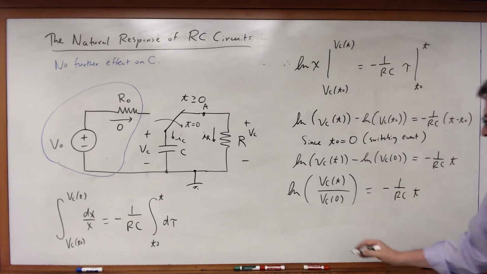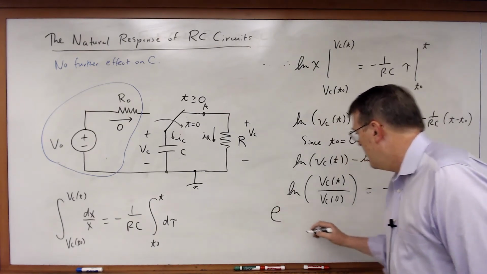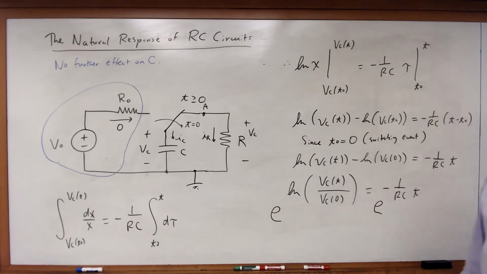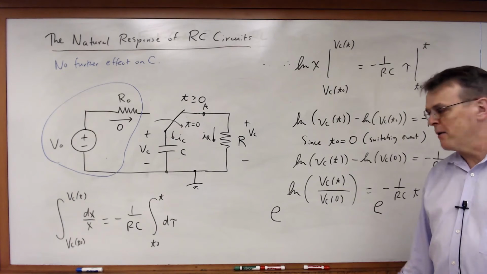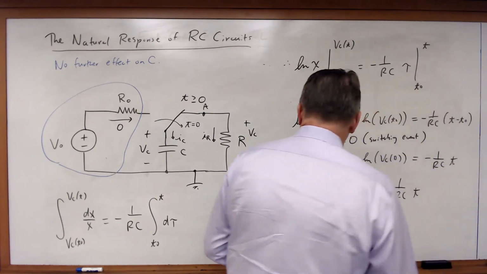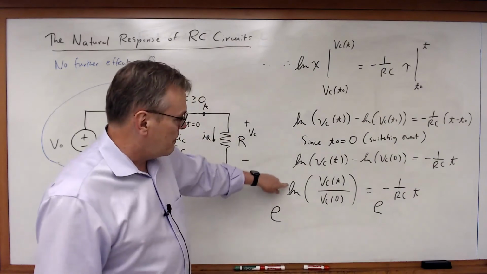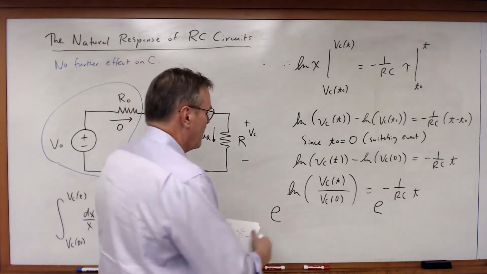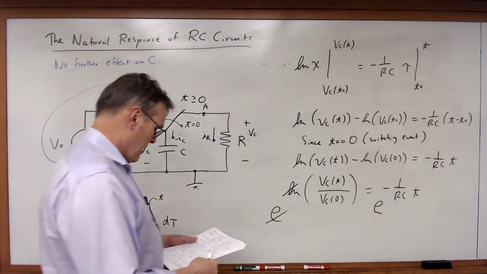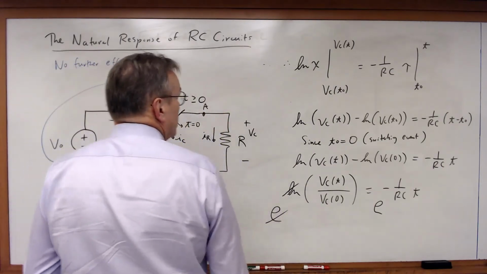And at this point, I'm going to raise both sides of this equation to e, the exponential power. When I do that, exponential and natural log, those will cancel each other out. And what I'll wind up with then is the following.